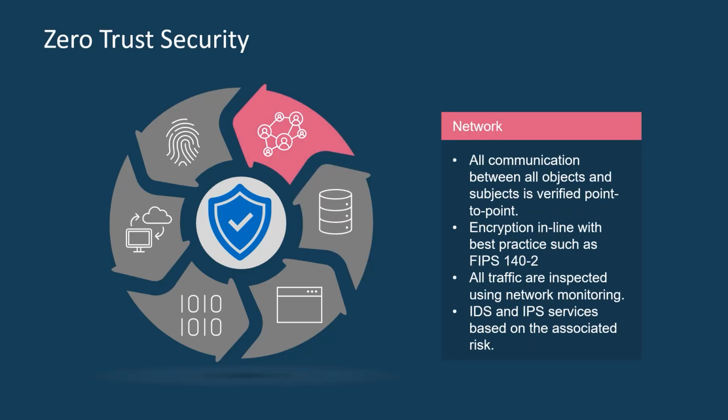Now, a network environment, this is important because all communication between all objects and subjects needs to be verified point to point. Encryption should be based on best practices such as FIPS 140-2. All traffic should be inspected using network monitoring. Then also we look at intrusion detection services and intrusion prevention services. Those should be based on the associated risk within the environment. And then also, although it's not noted here, if you start publishing your applications within the web environment, you have to have denial of service protection at your endpoints.